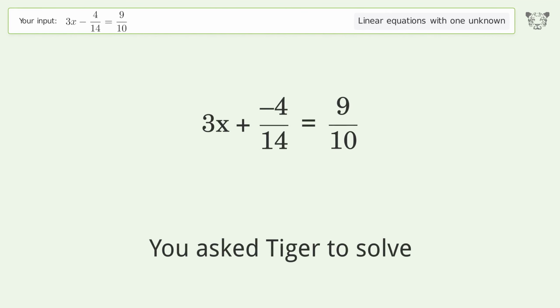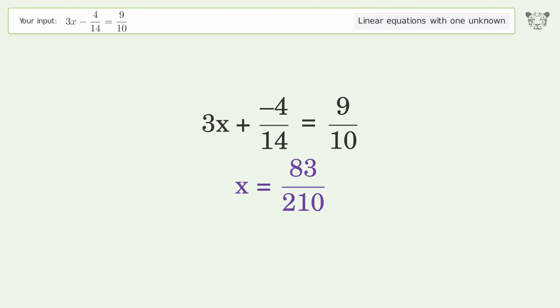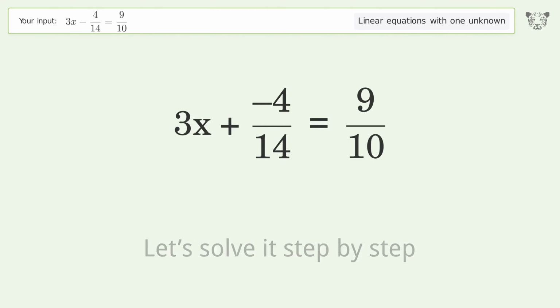You ask Tiger to solve this. This deals with linear equations with one unknown. The final result is x equals 83 over 210. Let's solve it step by step.